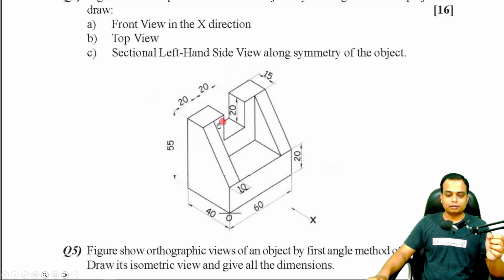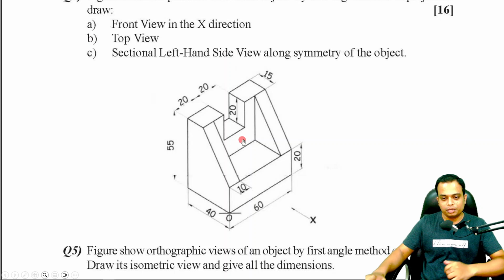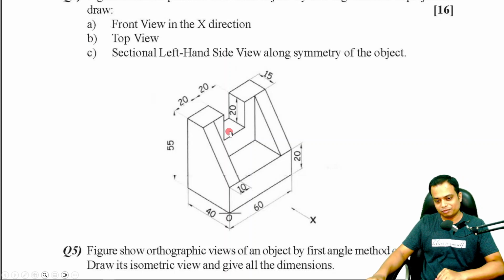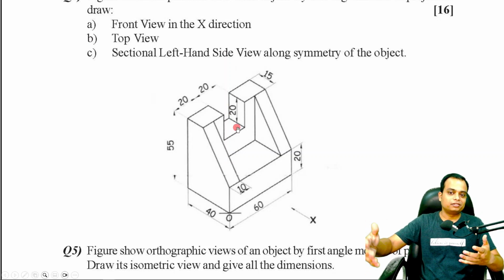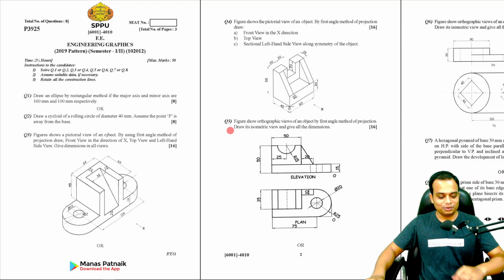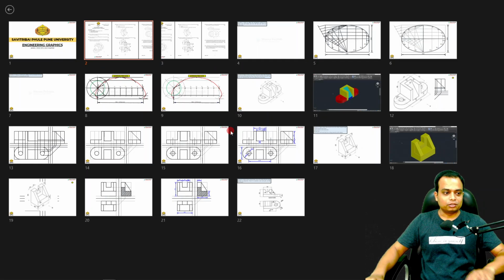The object actually is symmetrical about the vertical plane, which passes through somewhere here, right? Exactly the center along this length. You can pass a vertical plane through it, and then you need to create the sectional left hand side view. How to do that and much more, keep watching this video. This is going to be very interesting.